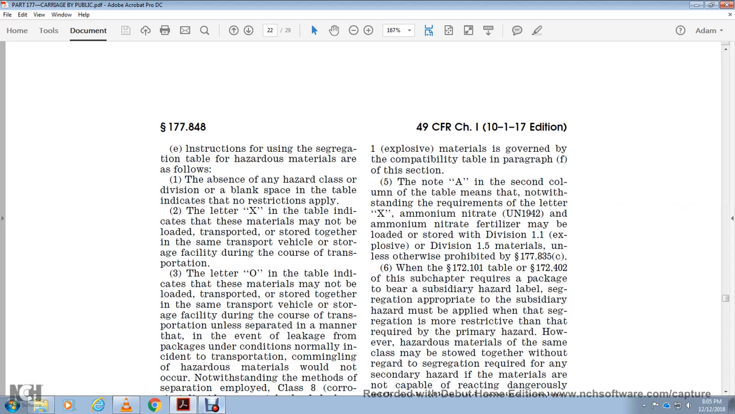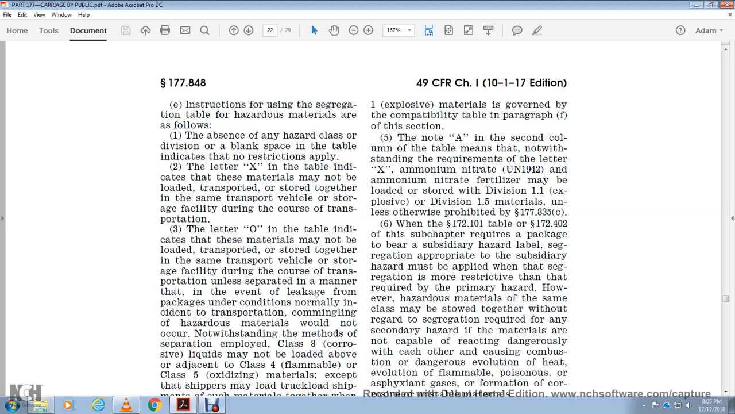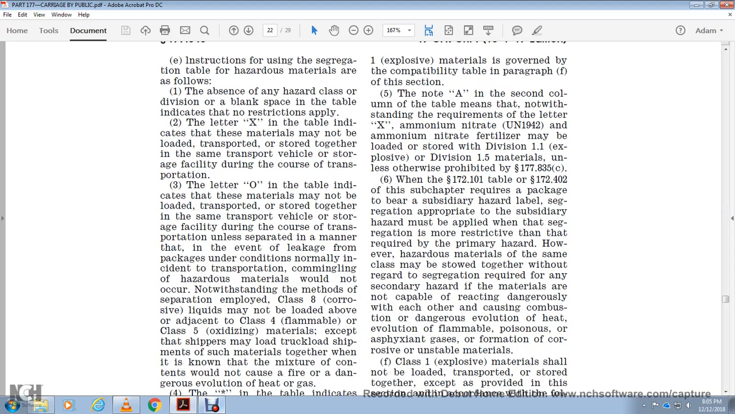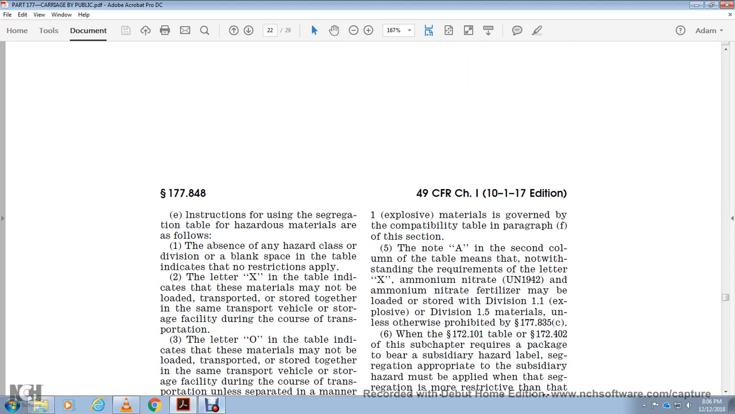Acids, that is, Class 8 liquids, may not be loaded above or adjacent to Class 4 flammable or Class 5 oxidizing material, except for shipments of the material together with its own mixture, where the contents would not cause fire or dangerous evolution of heat or gases. The asterisk in the table indicates segregation among the different classes. Class 1 explosive materials are compatible as shown in the table in paragraph F of the section.